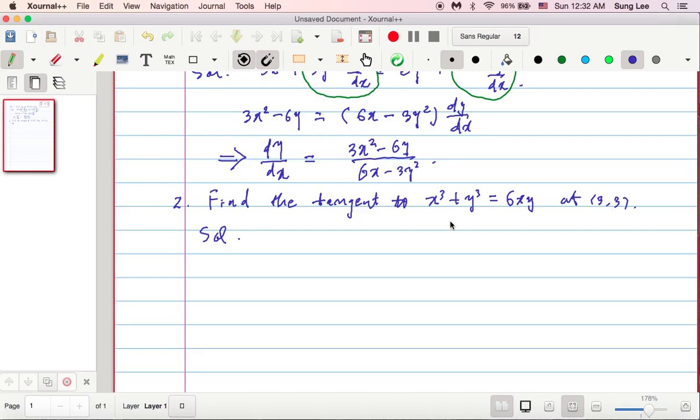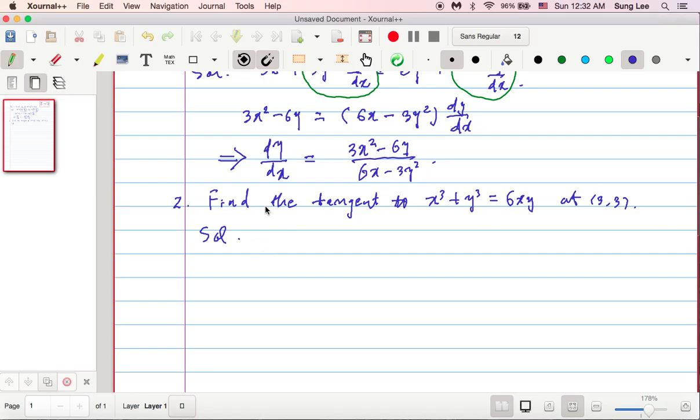So in fact, if you plug in x equals 3, y equals 3, on the left-hand side, 3 cubed is 27. So 27 plus 27, that's 54, right? And the right-hand side, x equals 3, y equals 3. So 6 times 3 times 3, 6 times 9, that's 54. So they coincide. So we confirmed that this point 3, comma 3 is actually on this curve. This satisfies the equation.